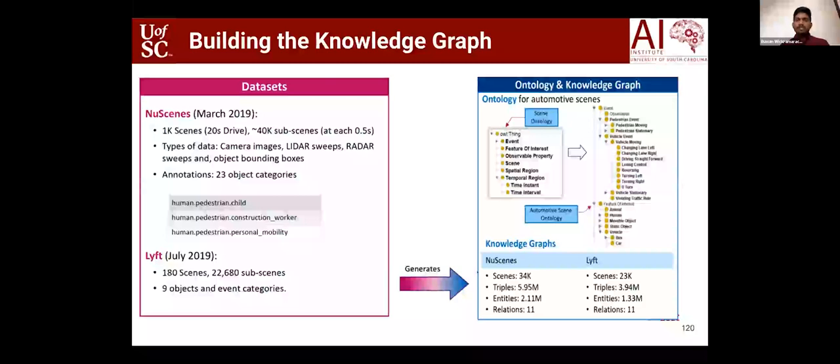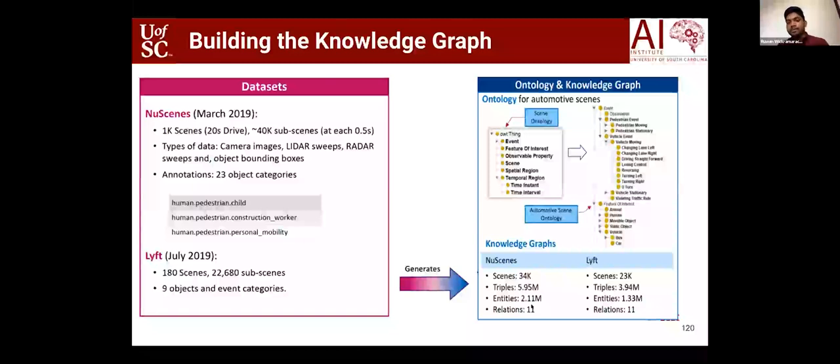As we know, a knowledge graph has two components. You have the ontology. First, what we did was to extend the Bosch scene ontology to subsume all the features of interest and events present in both the data sets, meaning nuScenes and Lyft. Once we generated the knowledge graph, we have roughly 34,000 scenes and 5.95 million triples. One thing to note here is, since each and every feature of interest and event is uniquely identified in these data sets, we have a higher number of unique entities.